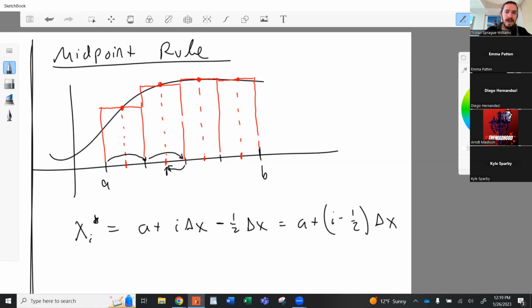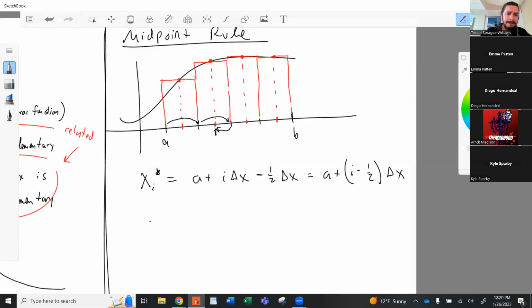And so now what we'll be doing is summing up, i equals 1 to n, f of (a plus (i minus 1/2) delta x) times delta x. And that small change of just subtracting 1/2 in there takes us from right endpoints to midpoints. Pretty simple, right?